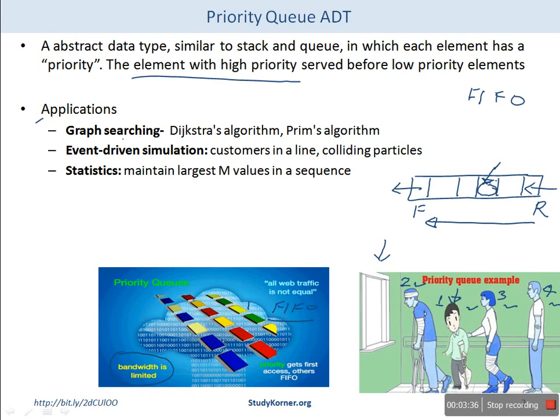Now these are different applications for priority queues, like graph searching, some event driven simulations, and some statistics like maintaining the largest m values in a sequence. Dijkstra's algorithm and Prim's algorithm also use these types of priority queue data structures. So this is about priority queues.